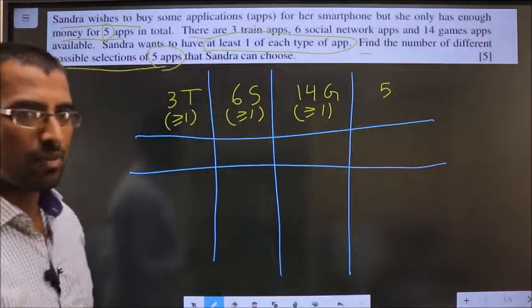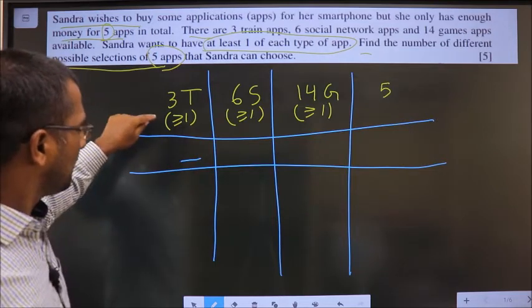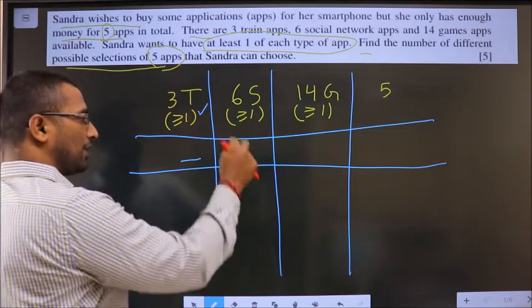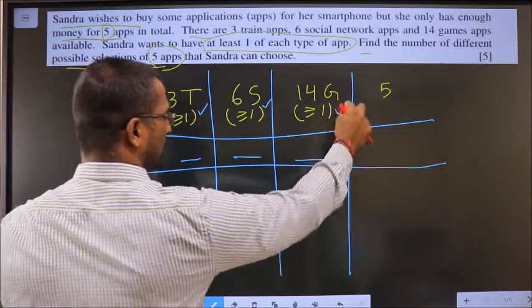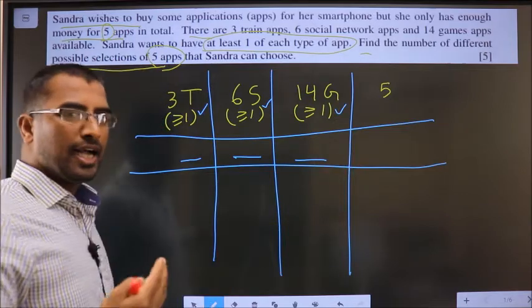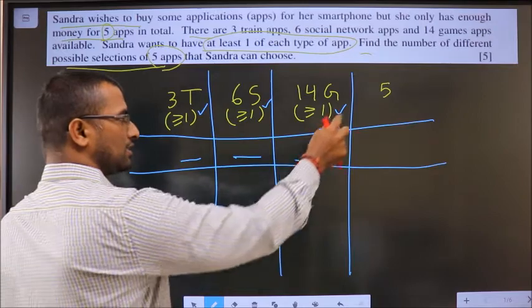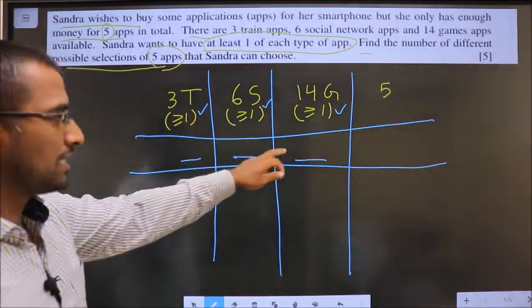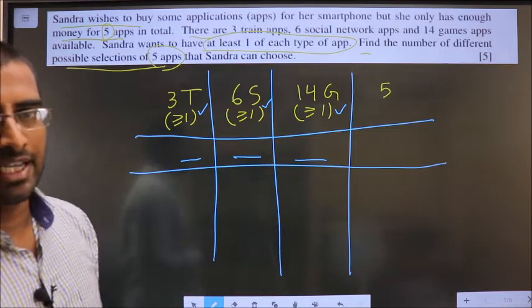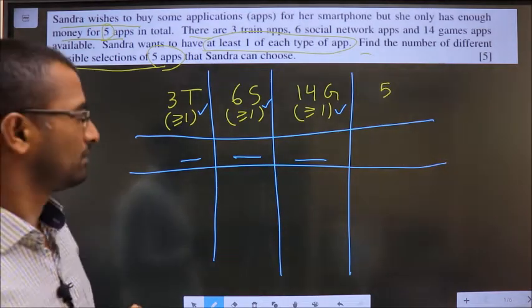Clear? Now, whatever number you write here should satisfy this condition. Whatever number you write here should satisfy this condition. Whatever you write here should satisfy this. And also, the count of these 3 numbers should be 5. When you add the numbers present here, they should add up to 5. Let us see how many such numbers we get.